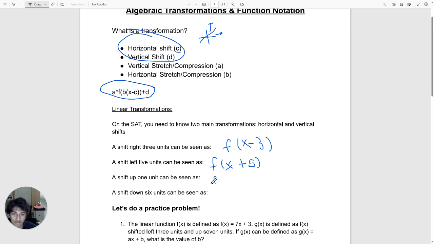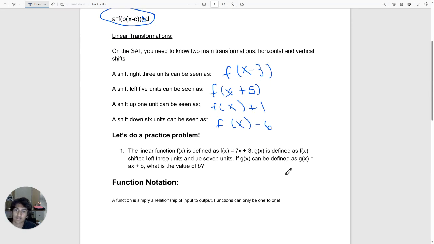A shift up 1 unit. This is simple because we just have the simple plus d, so we don't have to worry about any sign changes. So that's plus 1, and if we're going to shift down, that would be negative, so minus 6. So let's take a practice problem.